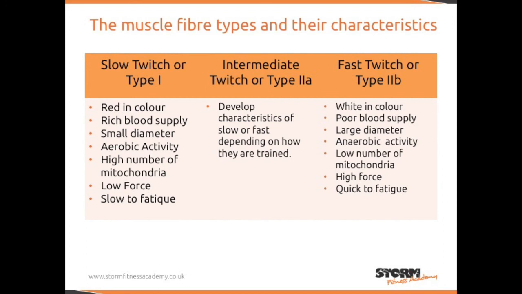Now, intermediate twitch or type 2A, they can develop characteristics of either slow twitch or fast twitch, depending on how they trained. Fast twitch or type 2B are white in colour. They have a much poorer blood supply, hence their colour, a much larger diameter, and they would favour anaerobic activity. They have a low number of mitochondria, produce high force, but are very quick to fatigue.